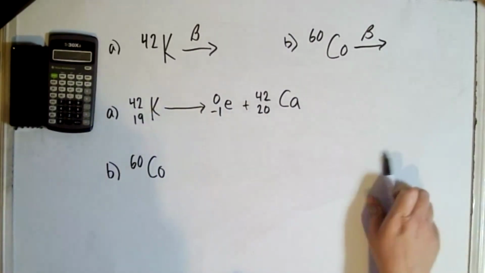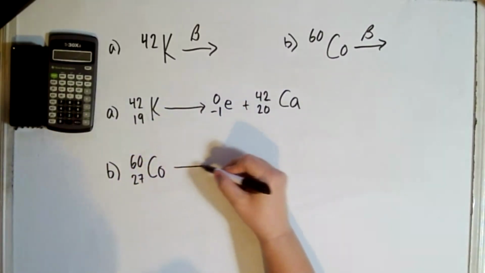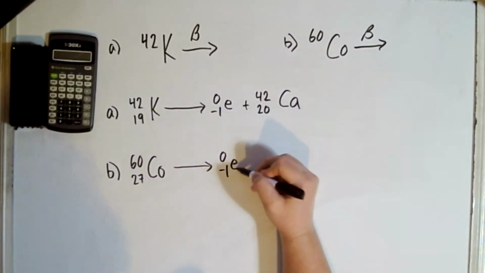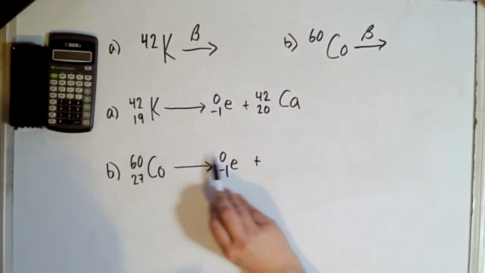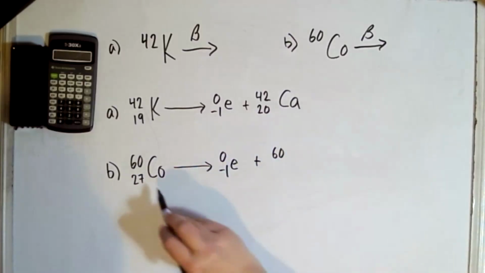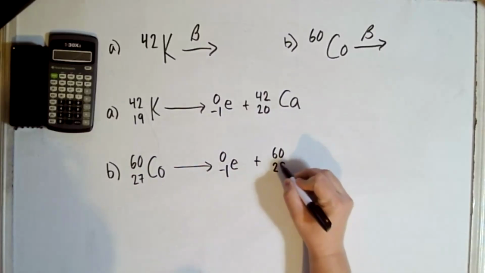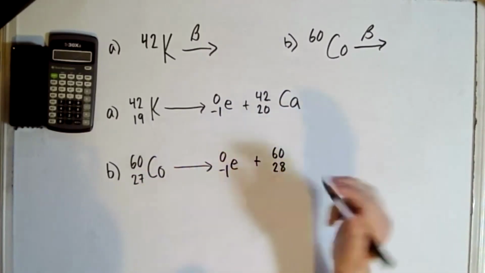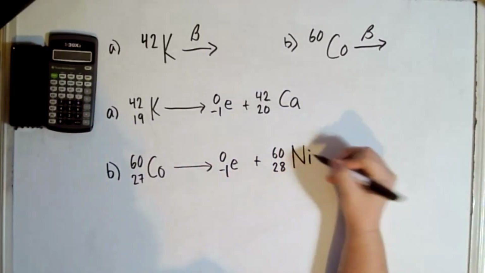Cobalt is atomic number 27. We know that it's undergoing beta decay, so we're going to have a beta particle here. So again, for our mass number, we see, all right, 60, 0, going to stay 60. We have 27 and a -1, so our atomic number is going to go up to 28. 28 plus -1 is 27. And 28 on our periodic table is nickel.